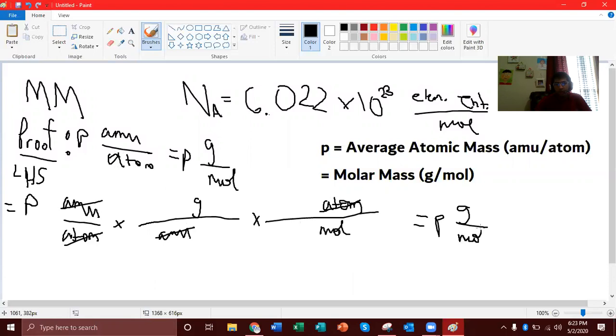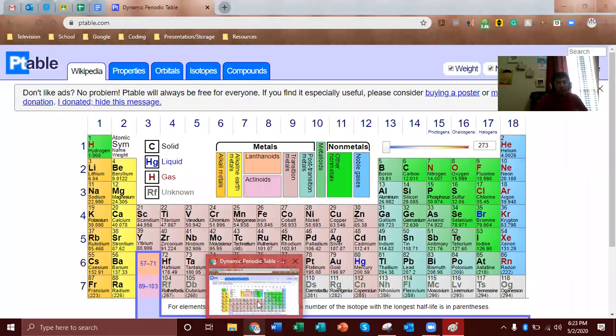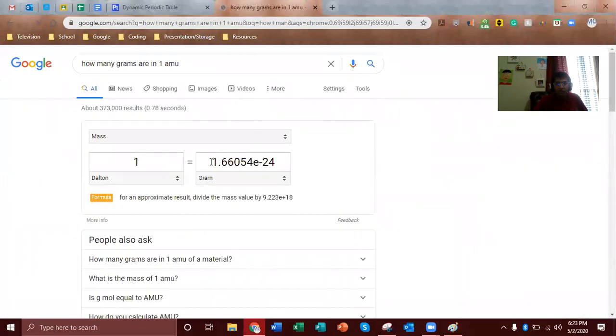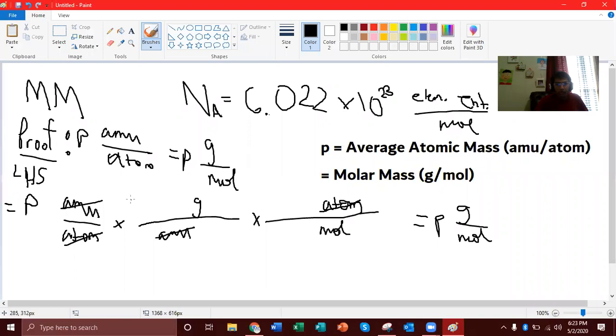But there's a problem. We can't just multiply this. There has to be a number here. So the way we can find that out is by searching up how many grams are in 1 AMU. How many grams are in 1 AMU? And a quick Google search shows that it's 1.66 times 10 to the negative 24. So 1.66 times 10 to the negative 24 grams are in 1 AMU. So that's the conversion factor for that.